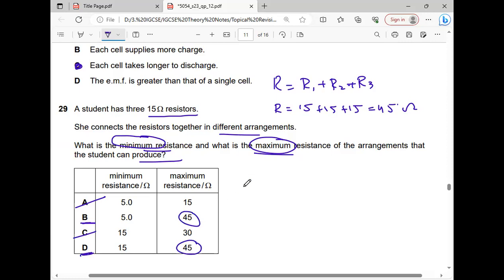Now minimum resistance is always there when they are connected in parallel. So 1 over R1 plus 1 over R2 plus 1 over R3. When we solve this, the answer would be 5. So now which option is correct? Option B is the correct answer. So minimum is 5 ohm and maximum is 45 ohm. So option B is the correct answer.